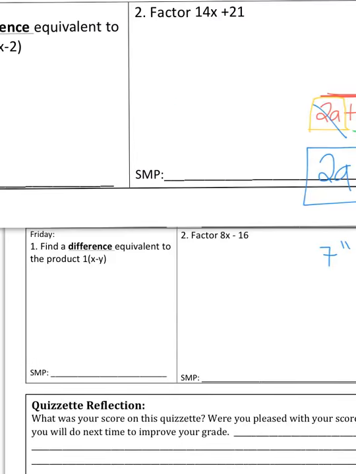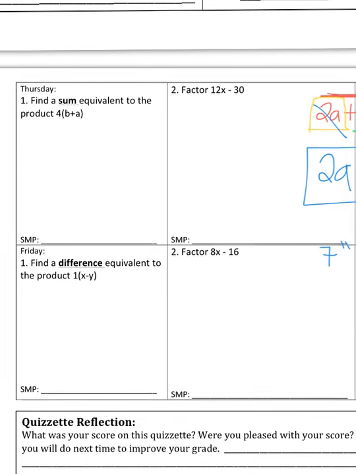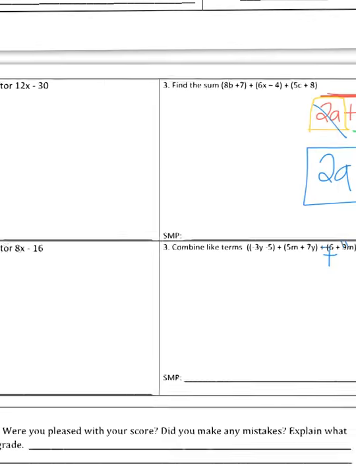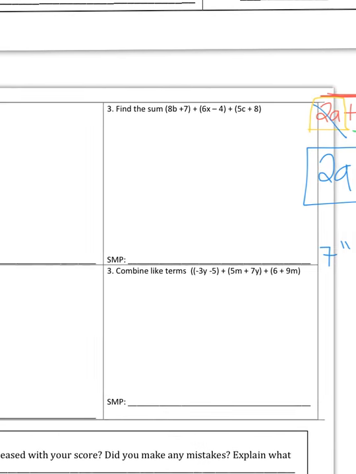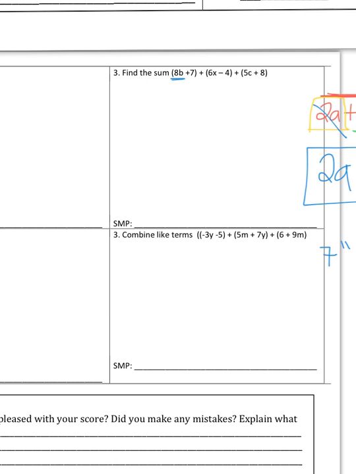Let's look at Thursday. Okay, Thursday, just please make sure that you combine like terms. So here you have a B, here you have X, and here you have C. So your solution still has to have B in it, X in it, and C in it because you can't combine those. They're not the same letter.